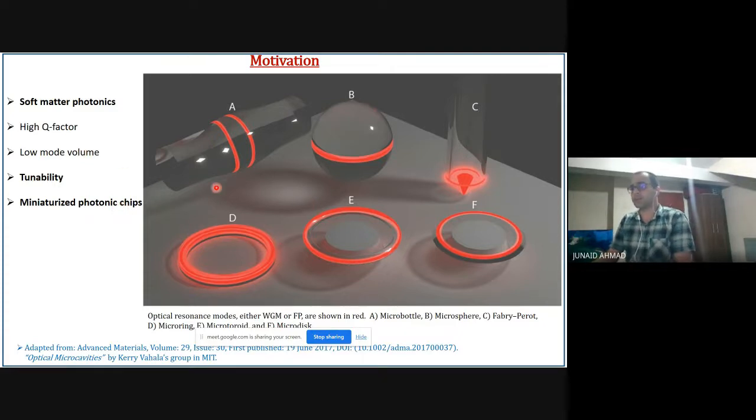So far, many different structures of optical microcavities have been studied. For example, bottleneck type structure. This is a spherical silica structure. You could see fabric type, disc shape, ring shape, and so on and so forth.